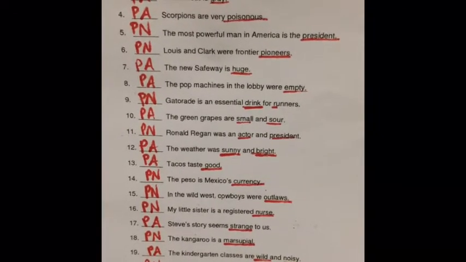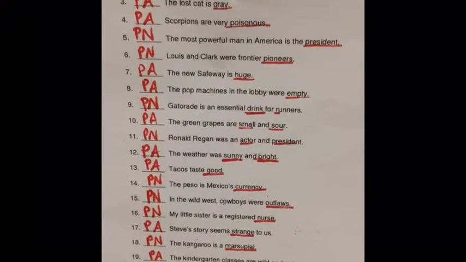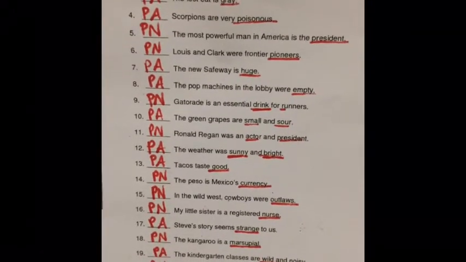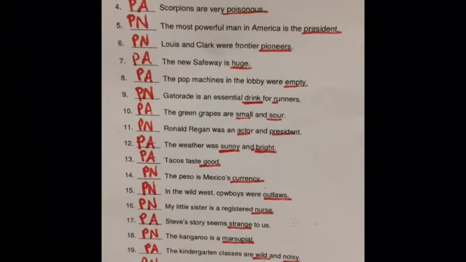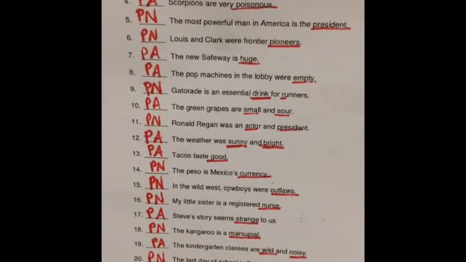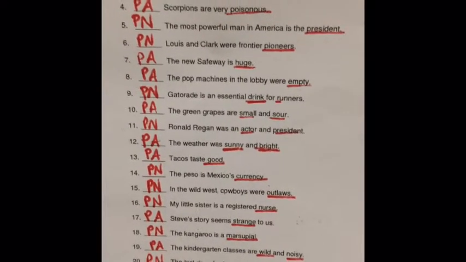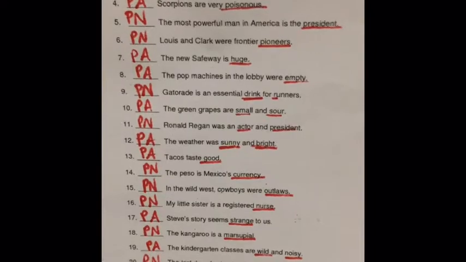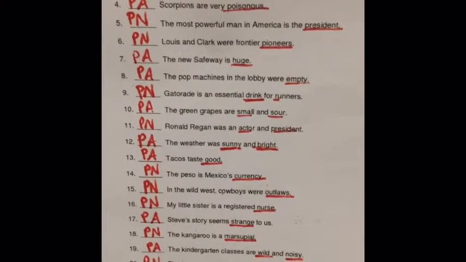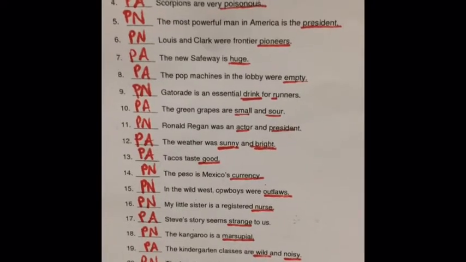Number 3, the lost cat is gray. Gray is a predicate adjective. Number 4, poisonous is your predicate adjective. Look at number 5. The most powerful man in America is the president. That is a long sentence, but a lot of it is in the subject. And if it's in the subject, it can't be a predicate nominative or a predicate adjective, can it? So president is your predicate nominative describing man.